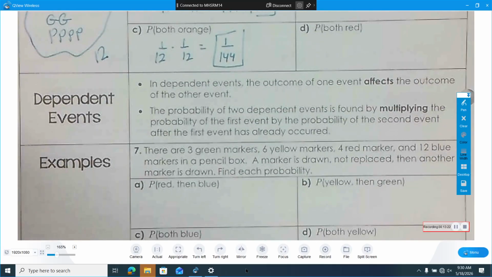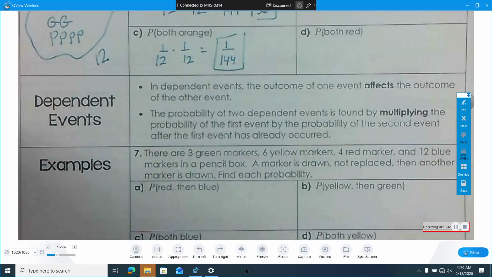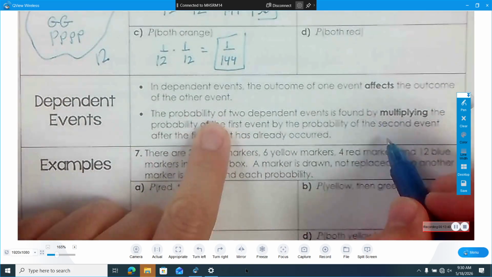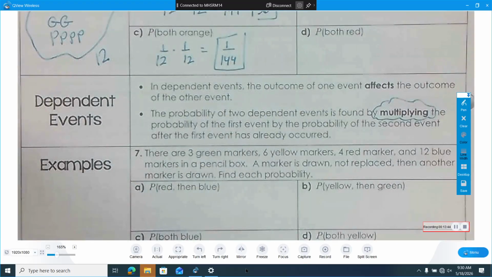Let's talk about dependent events. In dependent events, the outcome of one event affects the outcome of the other. As I said before, what's starting in your cup or starting in the bag of marbles changes. It's no longer the same as what we started with. But the idea is the same. We are still multiplying their probabilities. There's no difference here except your thinking, and that's all you have to do, just think a little bit.